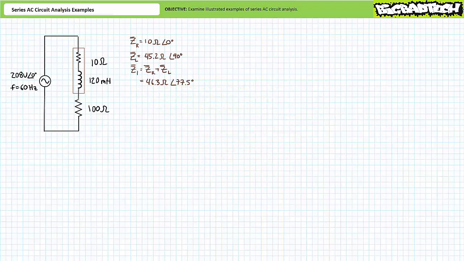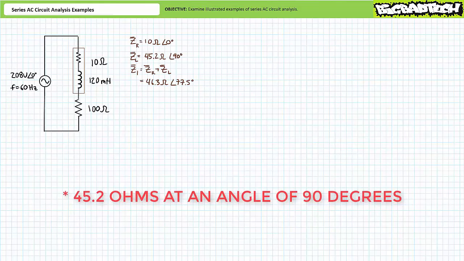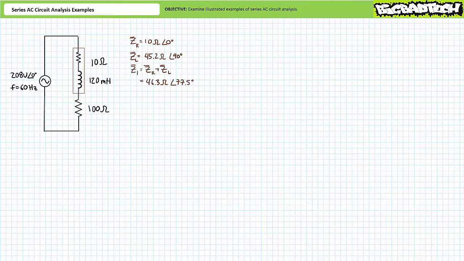The complex impedance of the non-ideal inductor requires a series of calculations. The complex impedance of the resistive portion of the non-ideal inductor is 10 ohms at an angle of 0 degrees. The complex impedance of the inductive portion of the non-ideal 120 millihenry inductor at an excitation frequency of 60 Hz is 46.3 ohms at an angle of 77.5 degrees. The resistive and inductive portions of the non-ideal inductor are in series with one another. In totality, the non-ideal inductor presents a complex impedance of approximately 46.3 ohms at an angle of 77.5 degrees.